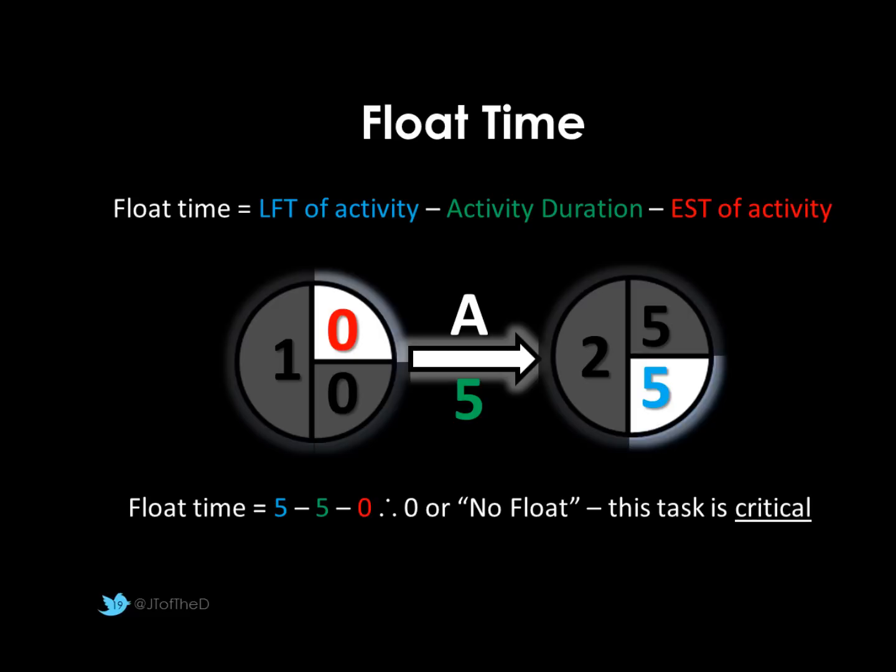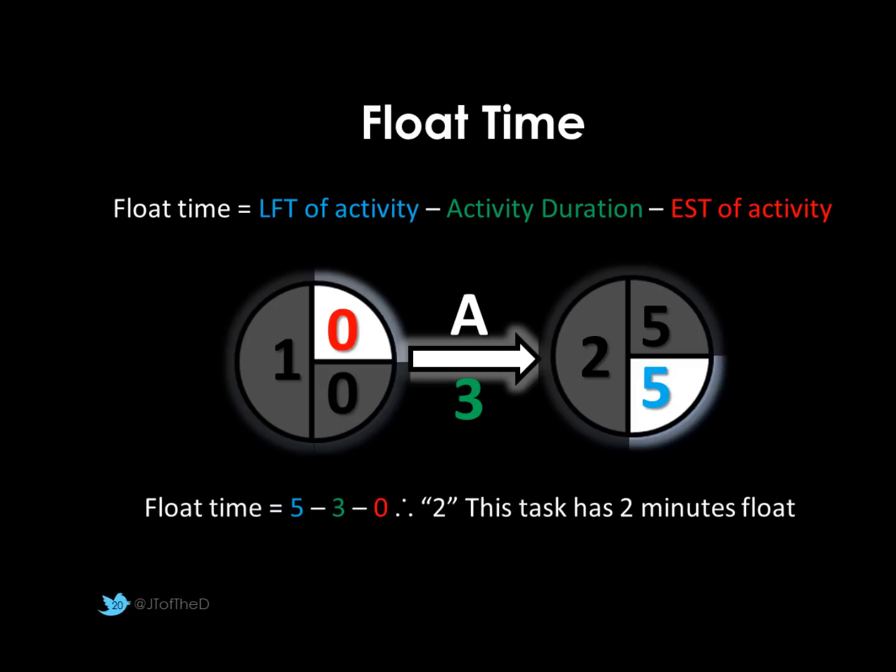So this means there is no float. This task is critical. If it's delayed, it will actually have a knock-on impact on all of the tasks that come afterwards. A second example, let's have a look at this one. So the same calculation. The latest finish time of this activity is 5. Take away the activity duration 3. Take away the earliest start time of the activity, which is 0. 5 minus 3 is 2. Minus 0 is still 2. So this task A would actually have 2 minutes float. This is 2 minutes of spare time that we could be using for other things, or at least allocating resources.